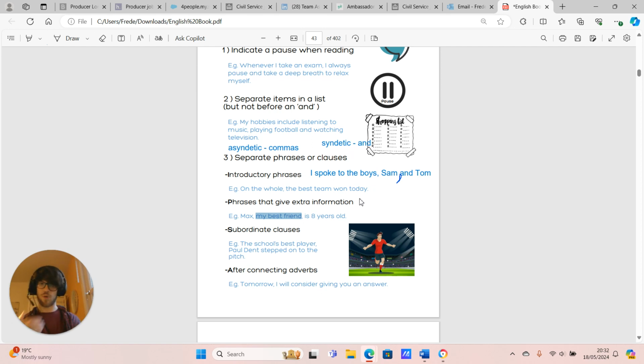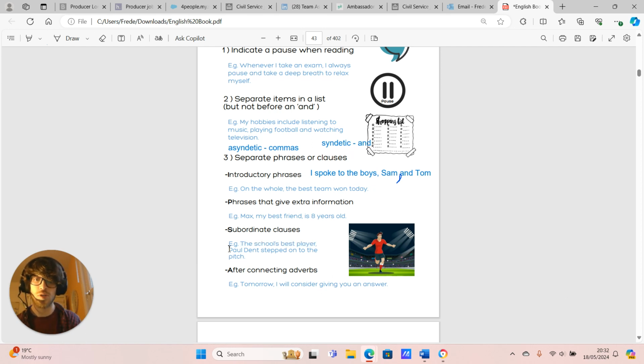You can also separate an independent and dependent clause. Here it's referred to as a subordinate clause. We've spoken about independent and dependent clauses before. Independent clauses are clauses that can exist on their own. Dependent clauses need an independent clause to make sense. So let's have a look at this. The school's best player. This is a dependent clause. That as its own sentence doesn't make sense. There is no verb. It can't be its own sentence. The school's best player, full stop. Doesn't make sense. The school's best player, Paul Dent, stepped onto the pitch. You see how that makes sense now?